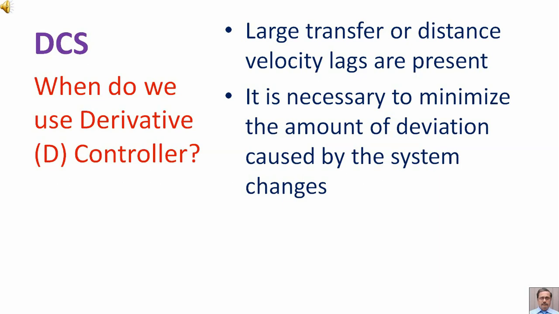Question: When do we use a derivative controller? Answer: When large transfer or distance velocity lags are present, and when it is necessary to minimize the amount of deviation caused by the system changes.